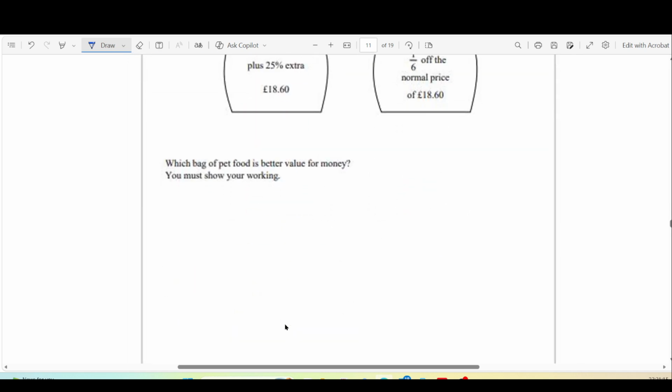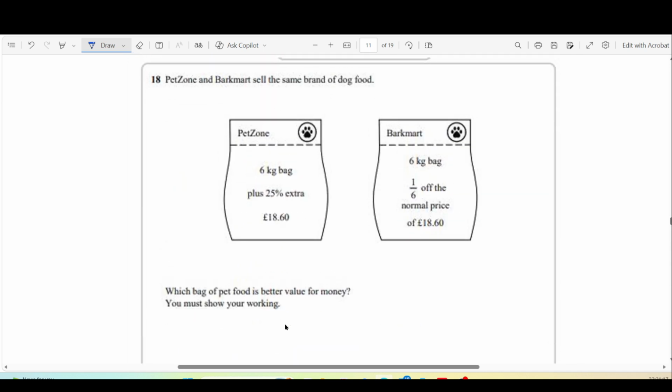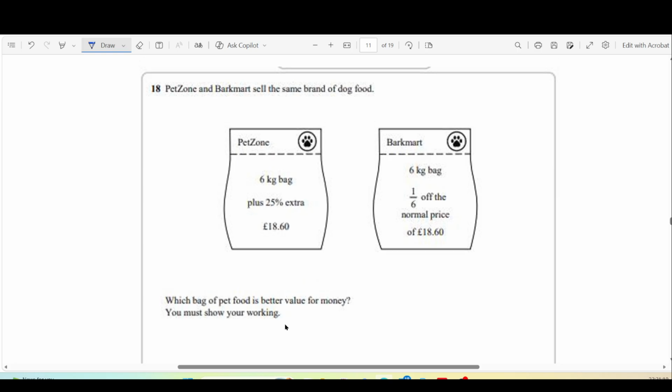Let's see question number 18. This question is saying Pet Zone and Buck Mart sell the same brand of dog food. Which bag of pet food is better value for money? You must show your working.